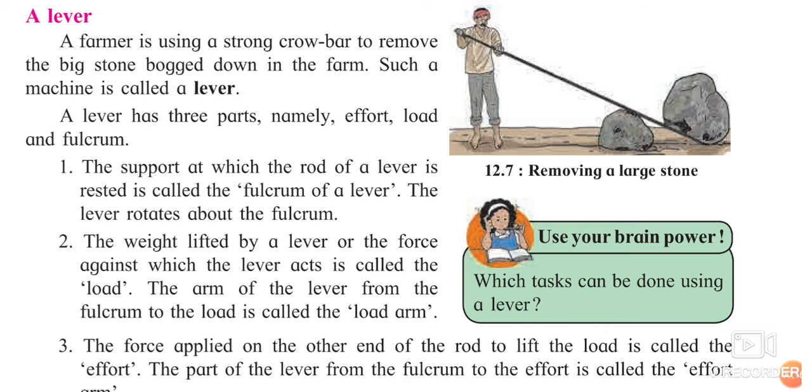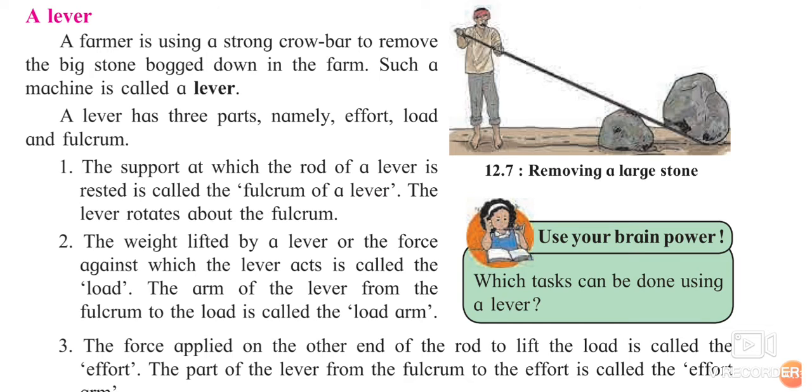Lever. A farmer is using a strong crowbar to remove a big stone blocking the farm. So he is using that strong crowbar to remove this. You can see such types of machines are said to be a lever. So a lever has three main parts.